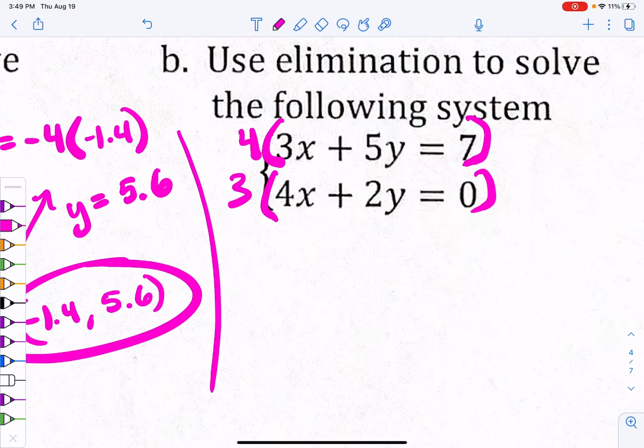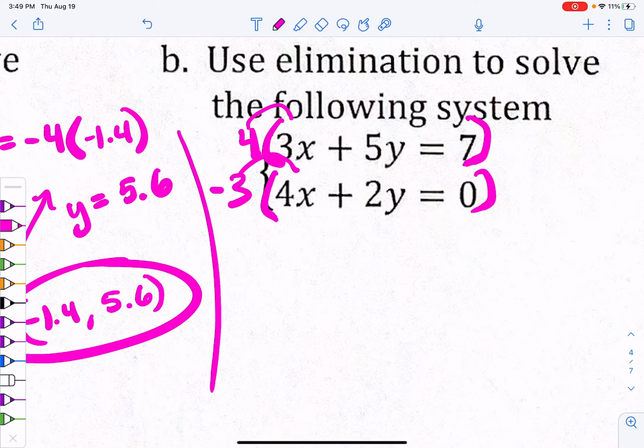Okay, but when we do that, we wanted them to eliminate. So one of them has to be 12 and one of them has to be negative 12. So we're going to switch, and it doesn't matter which one is negative. Let's just do the bottom as a negative. So that way when we multiply through, one ends up being 12 and one ends up being negative 12.